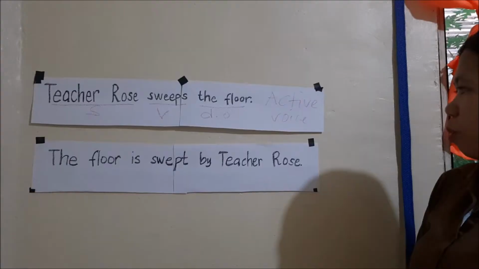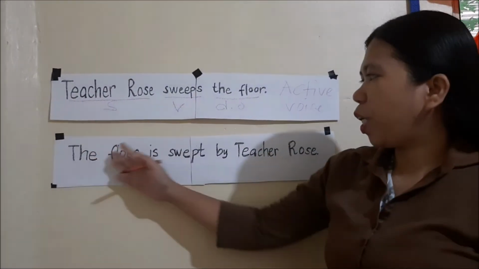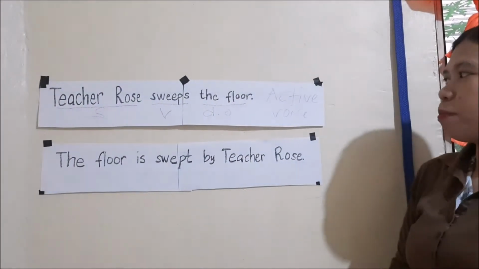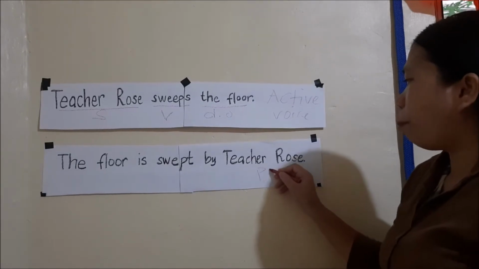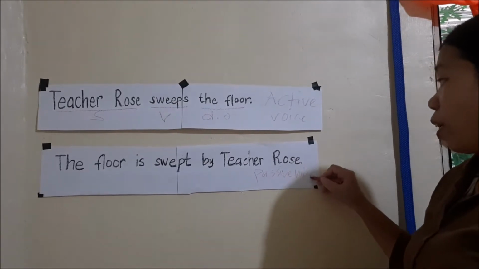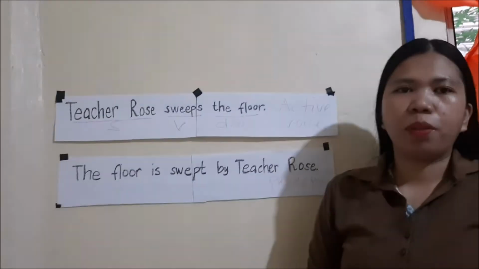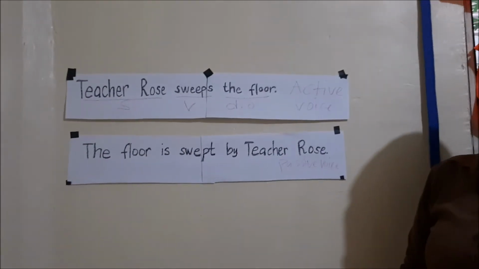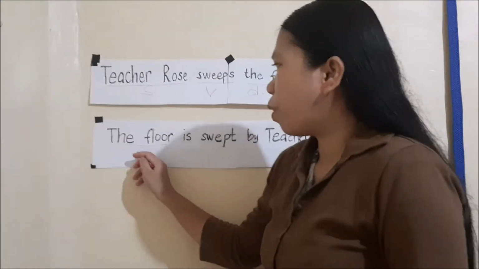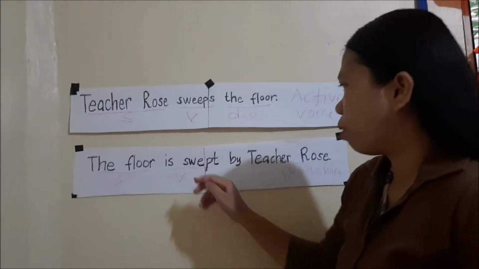Okay, very good. So, another example. We have here: The floor is swept by Teacher Rose. If we have the active voice above, the other one is in the passive voice. This sentence is in the passive voice. Can you tell me why? Okay, in the given example, we will first identify the subject. What is the subject in there? The subject is the floor. How about the verb? We have here swept.